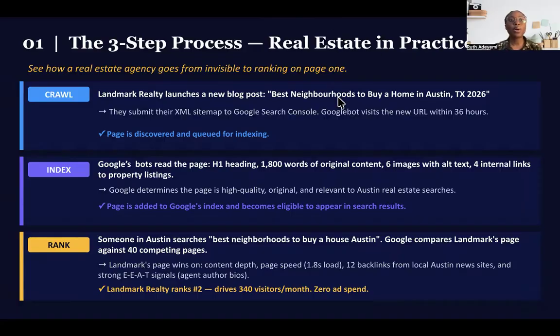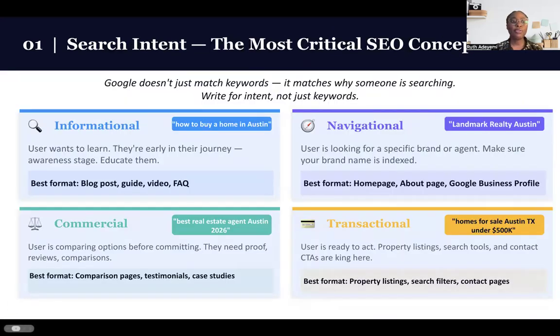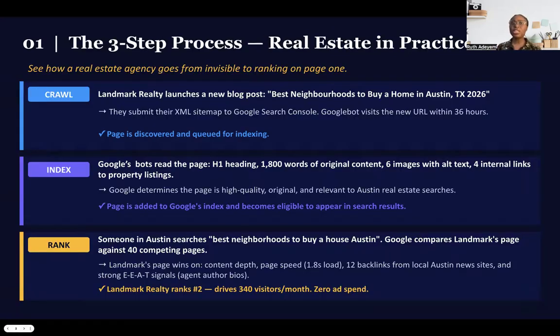So now let's talk about the three-step process, and using this, remember our real estate example. I want you to see how a real estate agency would go from being invisible to finally ranking on page one. So remember our three-step process: you crawl, you index, and then you rank. They just launched a blog post, Best Neighborhoods to Buy a House in Austin, Texas in 2026. After the blog post was published, remember I told you they submitted it to Google Search Console, and you don't even have to submit it.